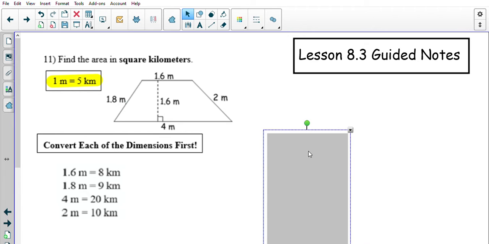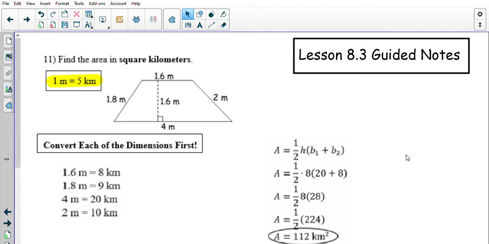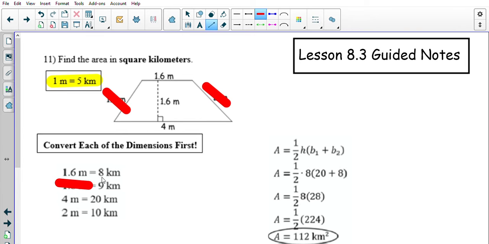So you can see the work here off to the right-hand side. The formula for the area of a trapezoid is half times the height, and then in parentheses, b sub 1 plus b sub 2. For this problem, I'll cross these out, I'm not going to use the 1.8 meters or the 2 meters. So I actually don't need to use this measurement at all or this measurement. The reason why I don't need to use those is because the h, the height, is the 1.6 meters, this guy right here. So we'll replace h with 8.